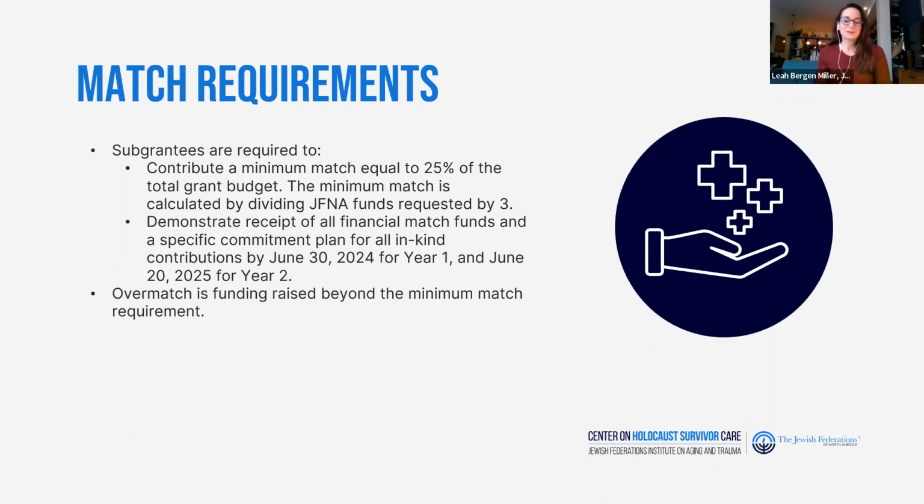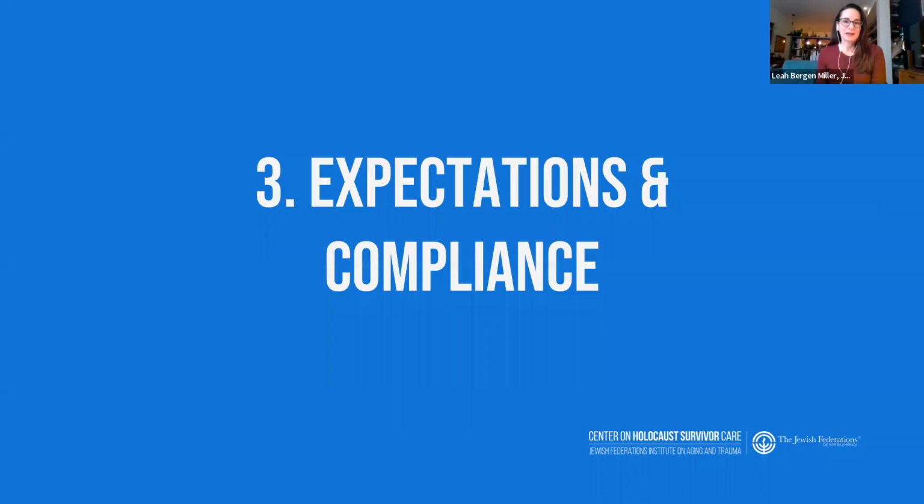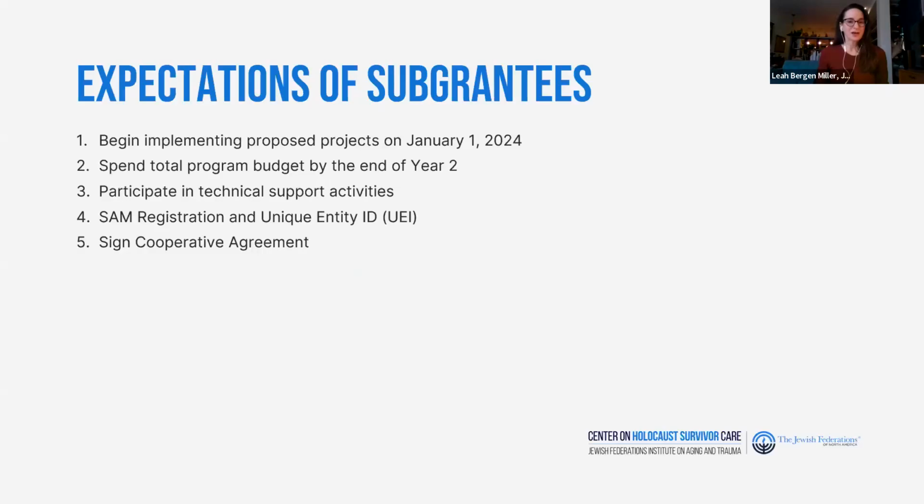Next slide, please. Expectations and compliance is section 3 in your RFP. And we're going to just go to section 3.1 about expectations of subgrantees. We expect you to begin your projects on January 1, 2024 to start implementing. We expect you to spend down the total program budget by the end of year 2 and participate in technical support activities throughout your period. I encourage you to read section 3.3 for information about the SAM registration and unique entity ID. Next slide, please.